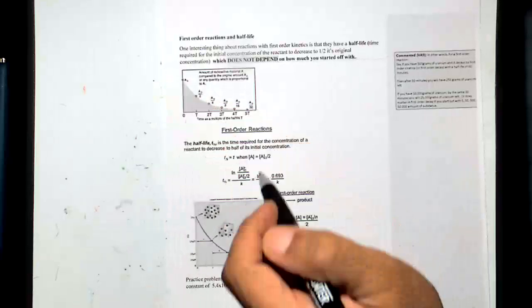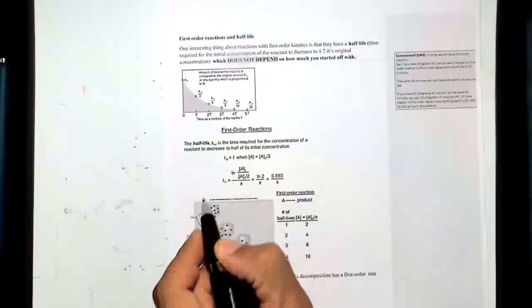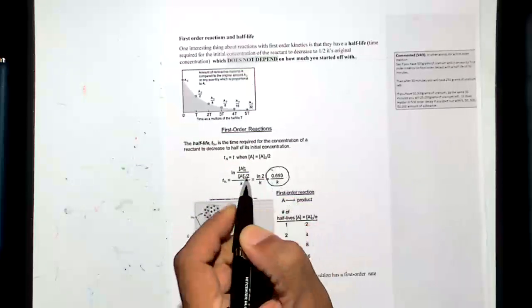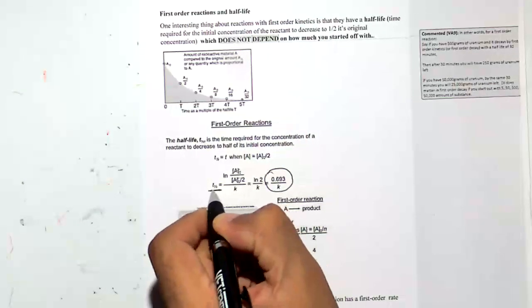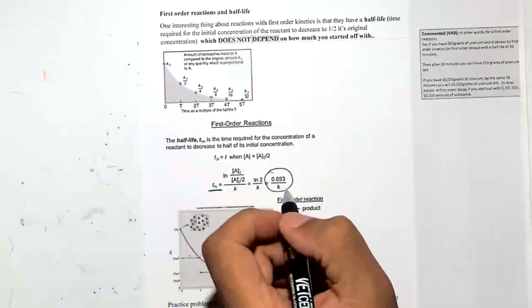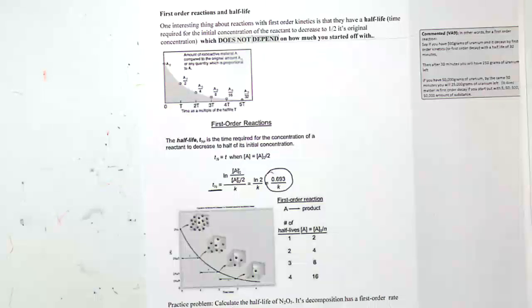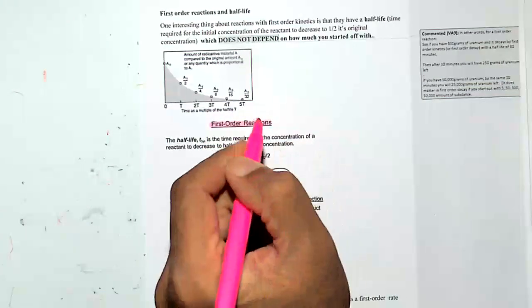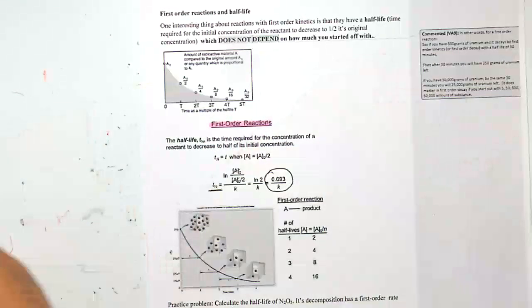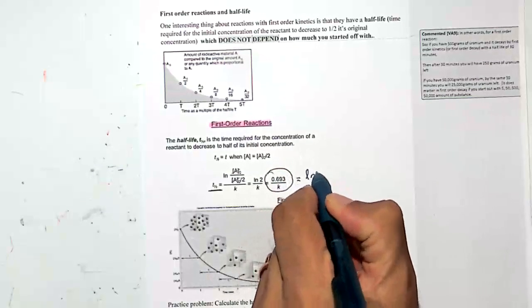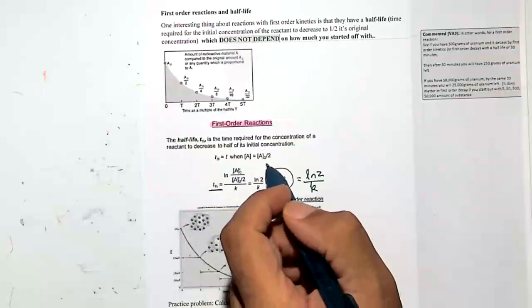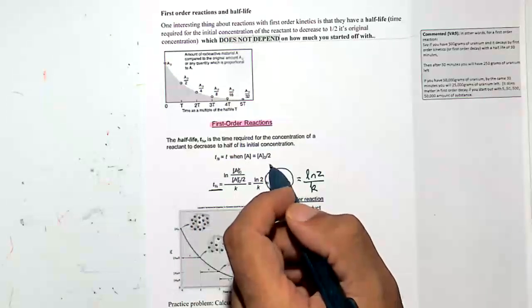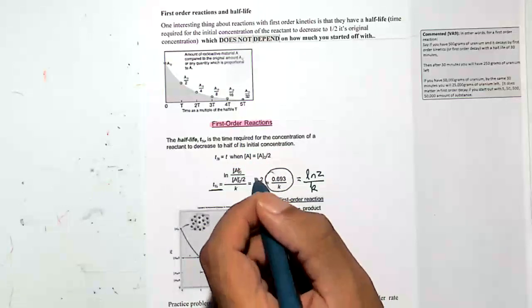So, a little bit about first order reactions. This is the equation that tells us about first order. One thing that's interesting about first order: the half-life, T1/2, for first order is 0.693 over k, which is the same thing as natural log of 2 over k. Natural log of 2 on your calculator is 0.693.